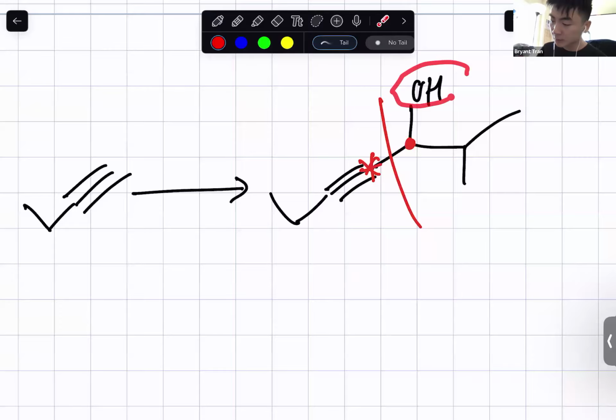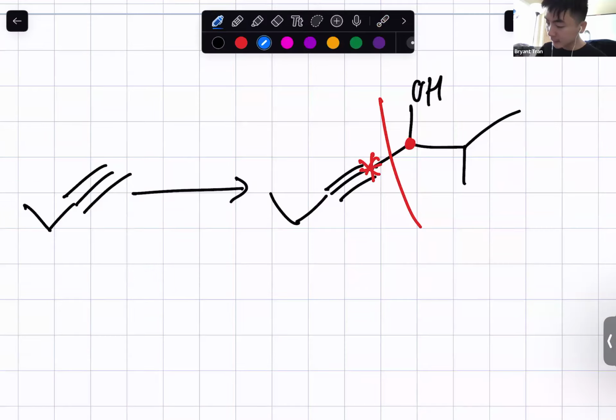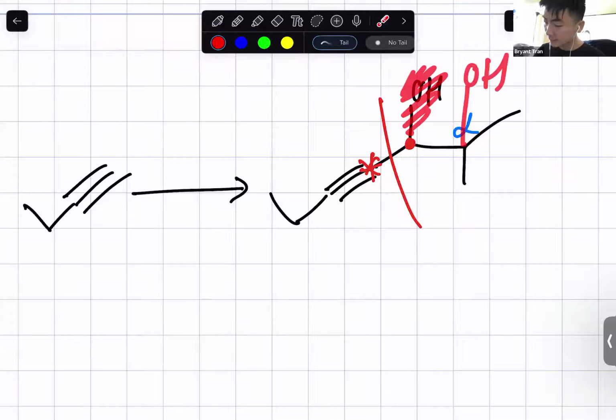Now, did this alcohol come from a carbonyl or did it come from an epoxide? Carbonyl. Correct, because it is directly attached to the dot, right? This is the alpha carbon in relation to the dot. If the alcohol was here on the alpha carbon instead, then this alcohol on the alpha carbon came from an epoxide, right? Which is this epoxide here specifically, like that.